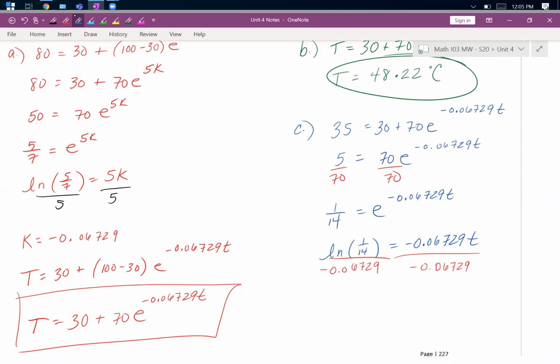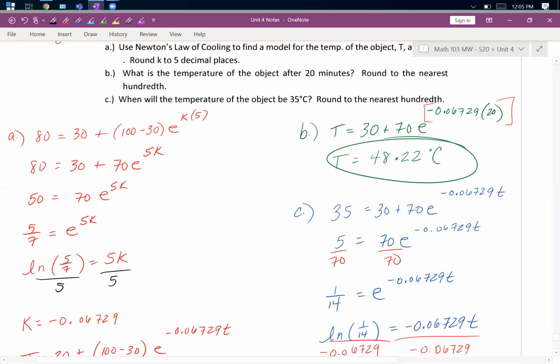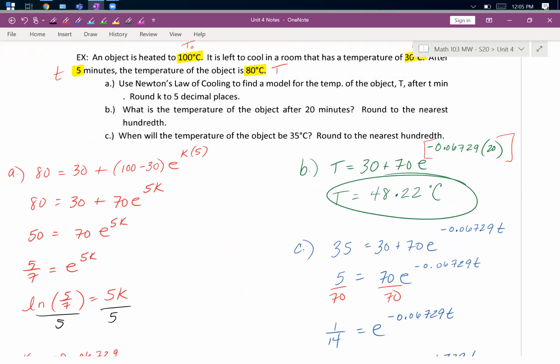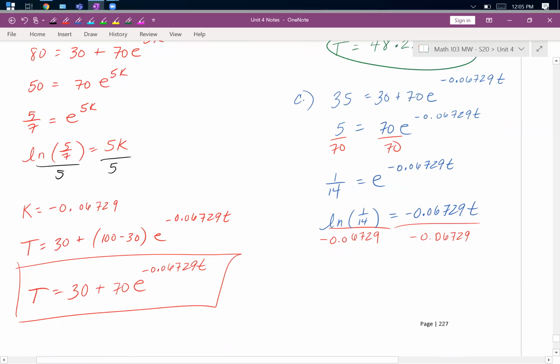And we're rounding to the nearest hundredth. Now, if after 20 minutes it only got down to 48 degrees, and now we're looking to be down to 35 degrees, I'm anticipating a number larger than 20, that it took more time. And we do. We get 39.22 minutes.